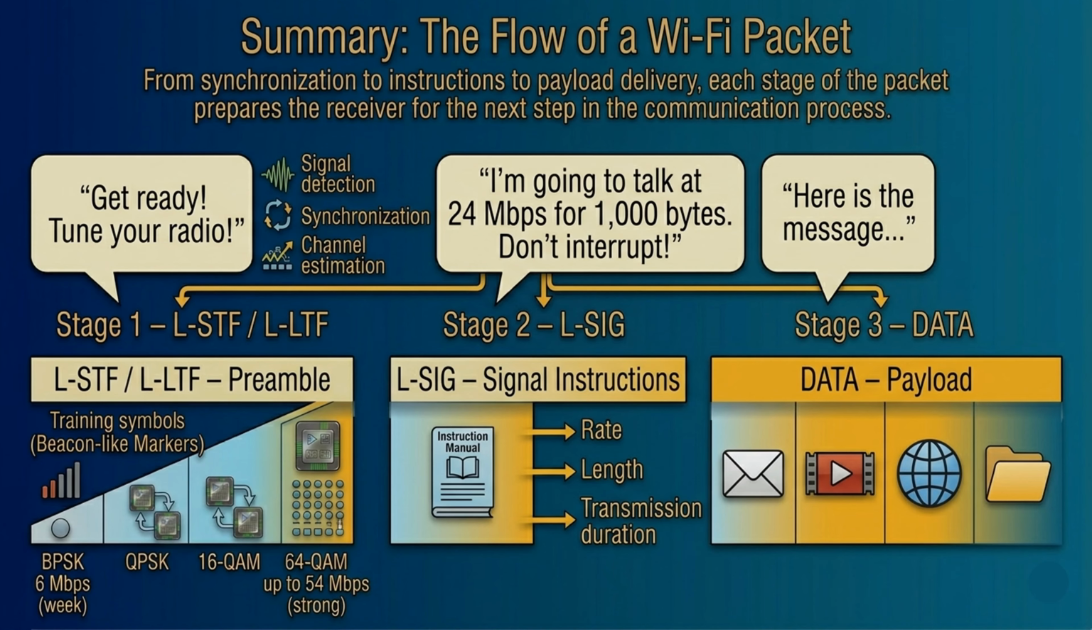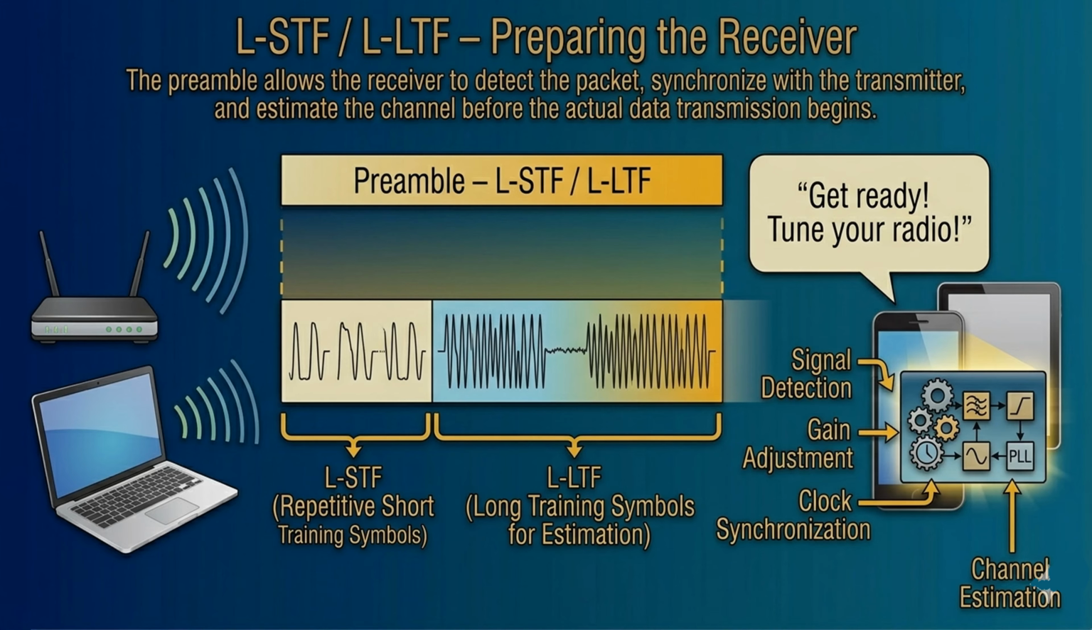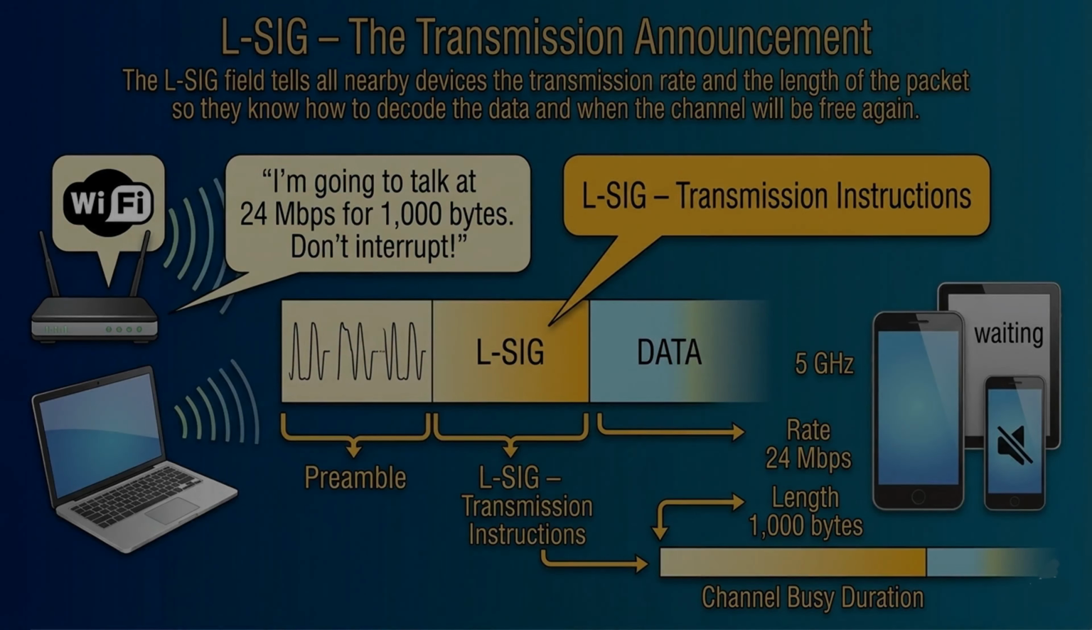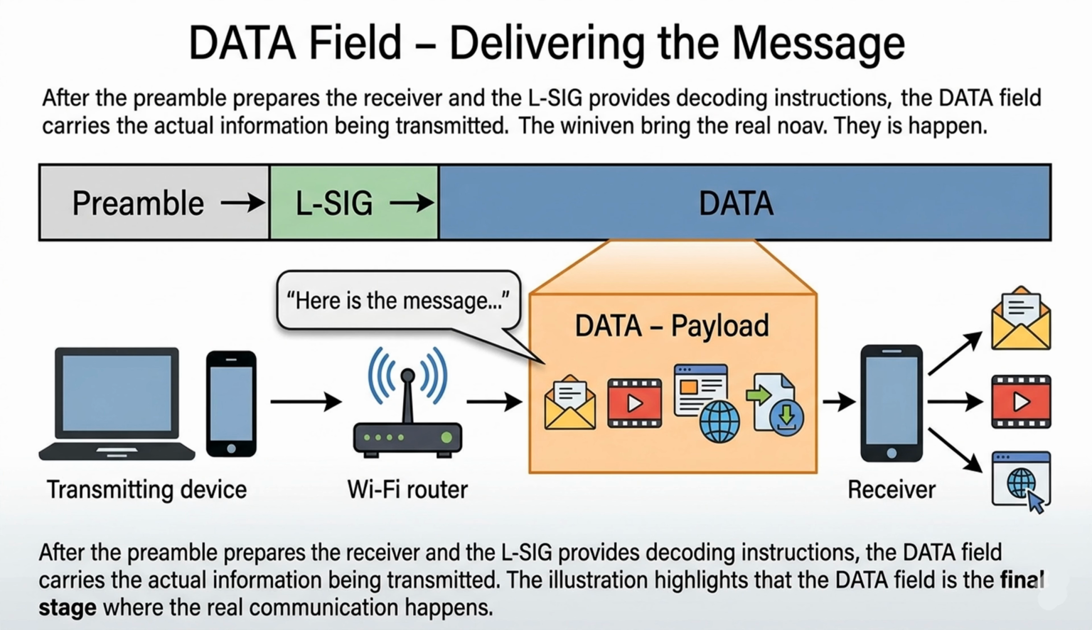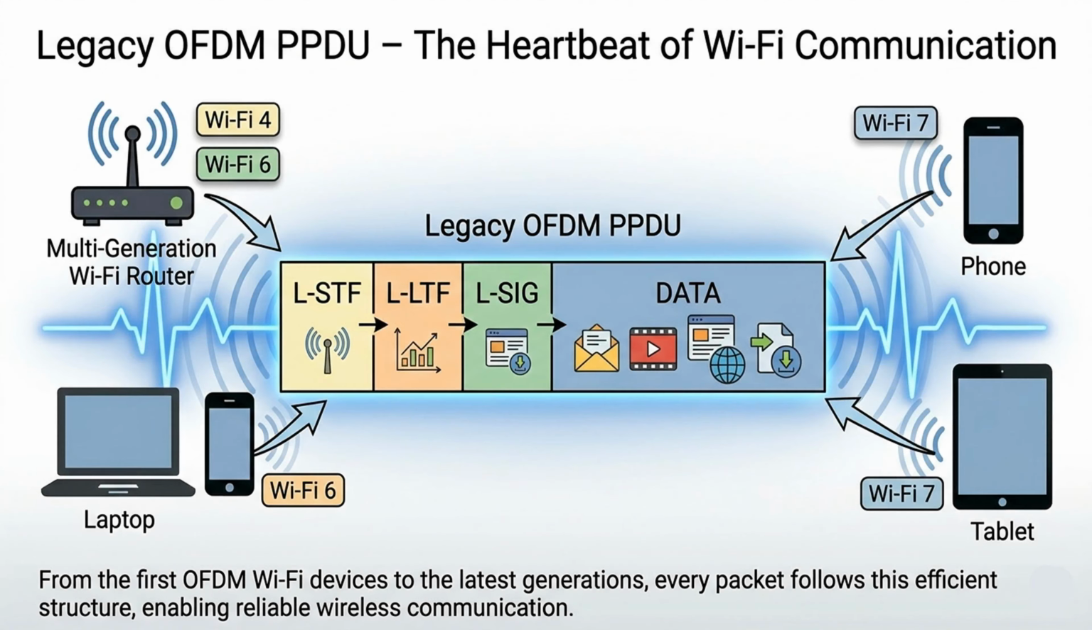Summary, the flow of a packet. To recap the journey: L-STF, L-LTF, get ready. Tune your radio. L-SIG, I'm going to talk at 24 megabits per second for 1000 bytes. Don't interrupt. Data, here is the message. That is the beautifully efficient design of the Legacy OFDM PPDU, the heartbeat of wireless communication.